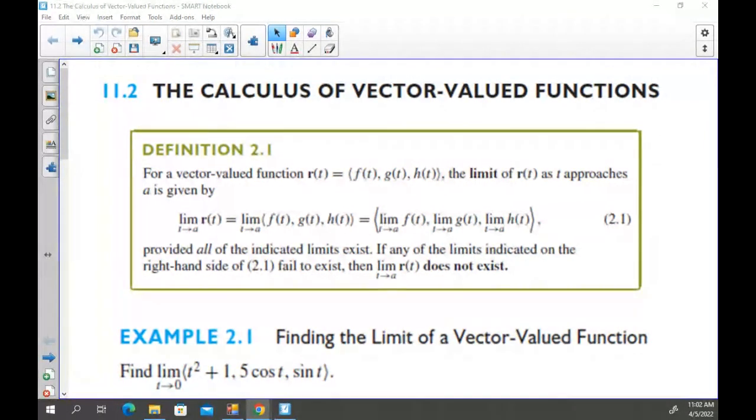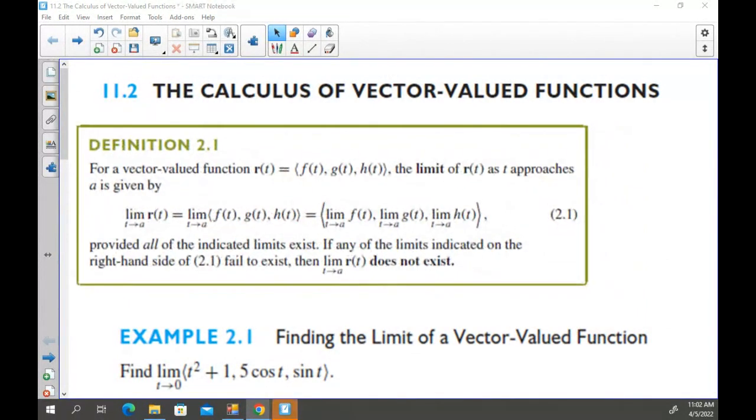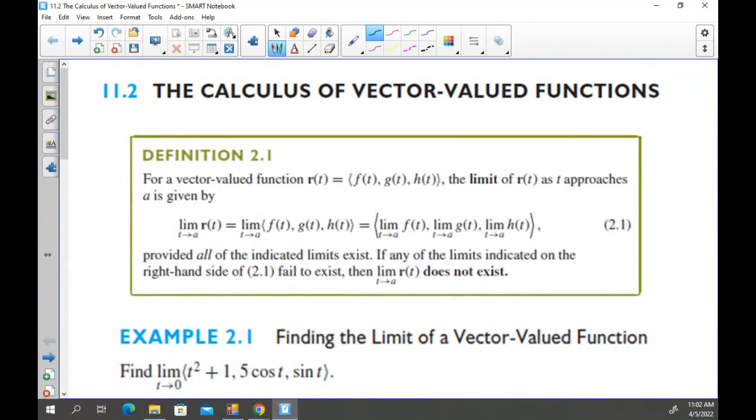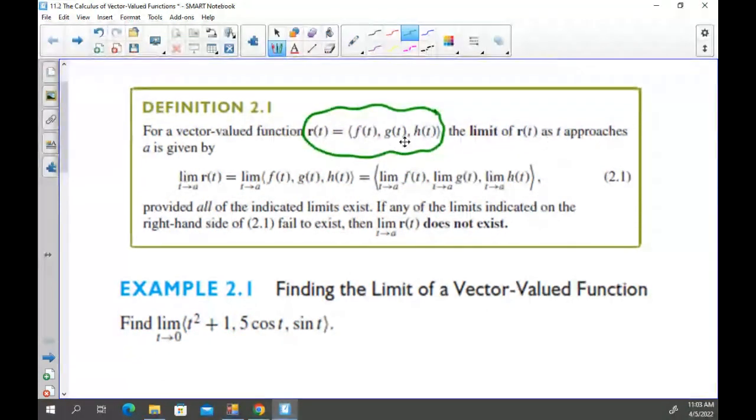The second section of this chapter 11 is the calculus of vector valued functions. So we have here a vector valued function R, which is given by its components f, g, and h. Then for this function, we can talk about limits, derivatives, integrals, etc. So we can do various things with a function like this.